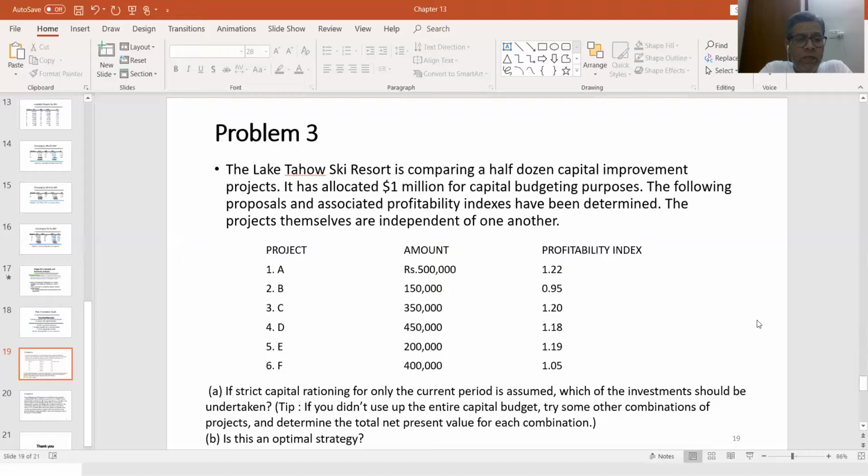So on one side, we have a project, and amount is the initial investment, and profitability index is the only tool that we have. So we need to find out the different projects covering 1 million, and then we need to select on the basis of the profitability index. So we go for those projects which have higher profitability.